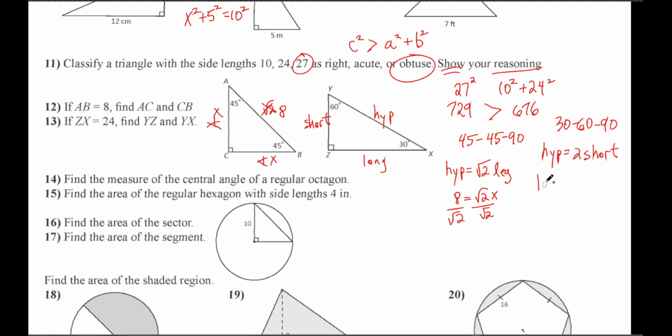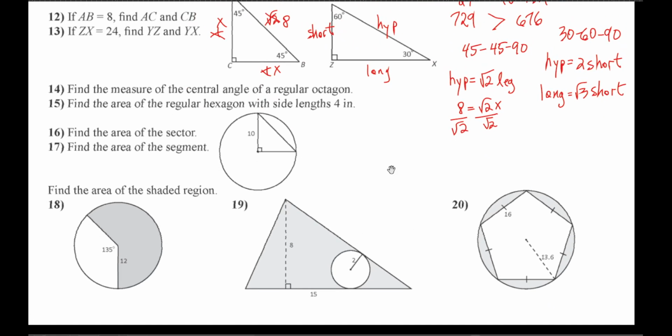And then the long leg, it's a weirder one. It's a square root of 3 this time times the short leg. Do you see how they both have to do with the short leg here? All right, we're getting somewhere.